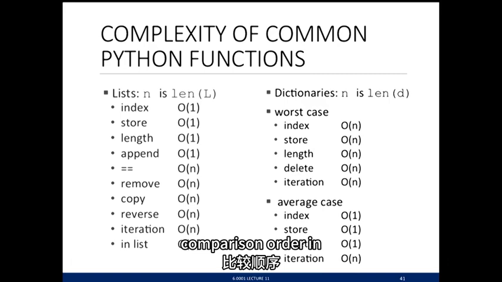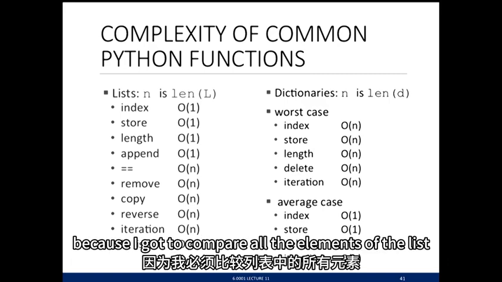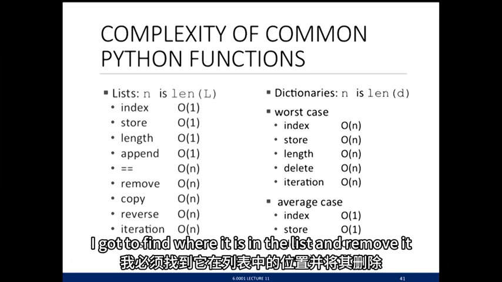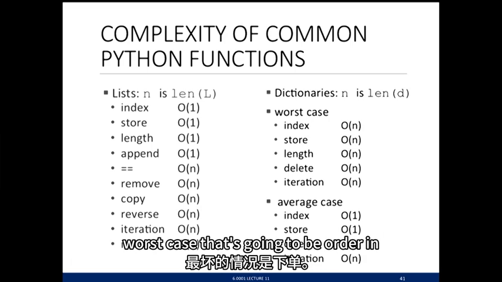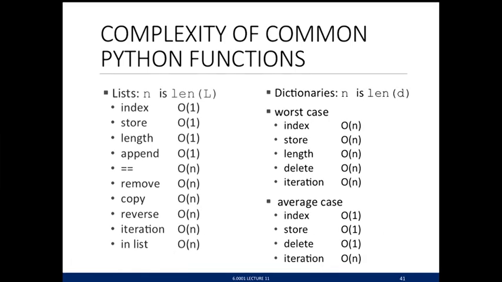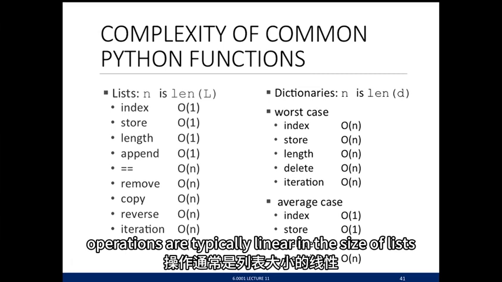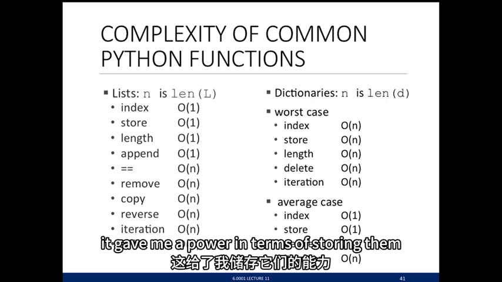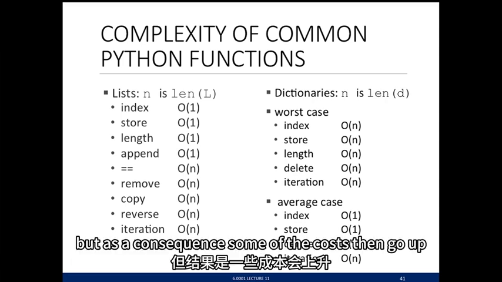Comparison, order n, because I got to compare all the elements of the list. Similarly, to remove something from the list, I got to find where it is in the list and remove it. Worst case, that's going to be order n. So you can see that these operations are typically linear in the size of the list. These are constant. For dictionaries, remember, dictionaries were this nice thing. They weren't ordered. It gave me a power in terms of storing them. But as a consequence, some of the costs then go up.